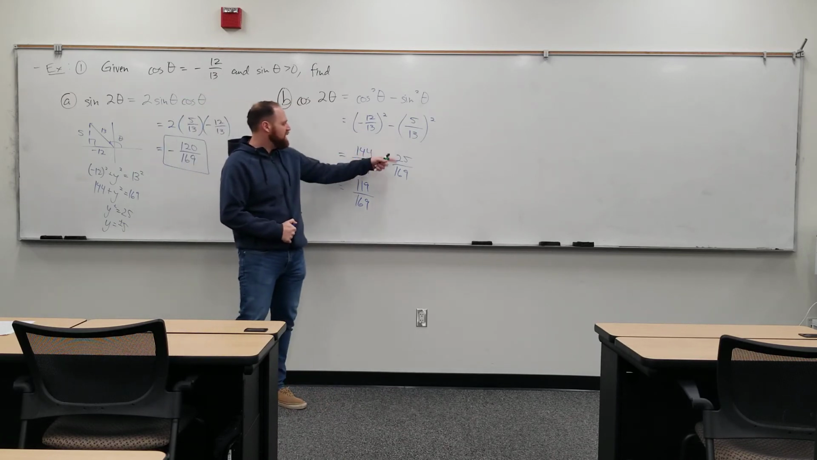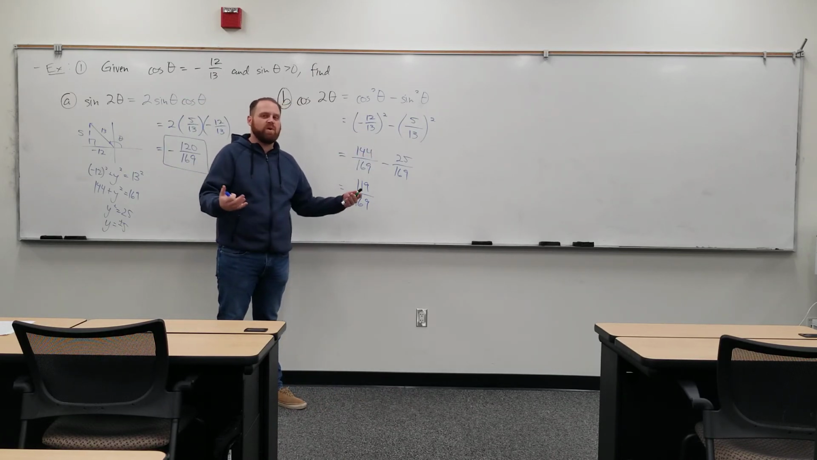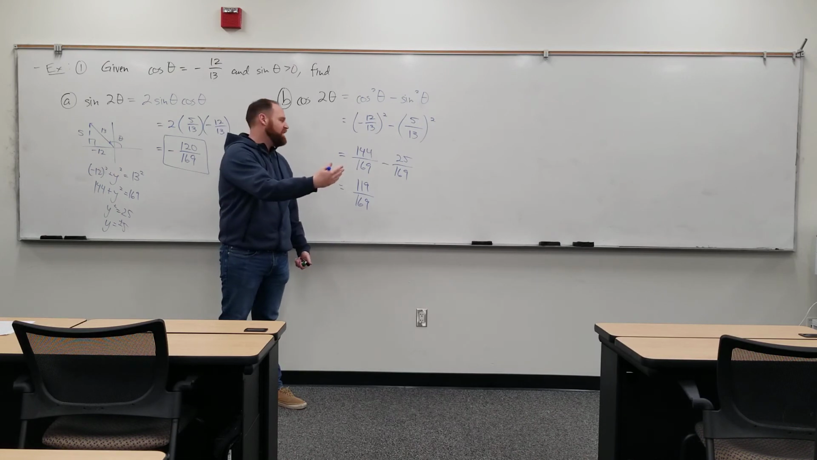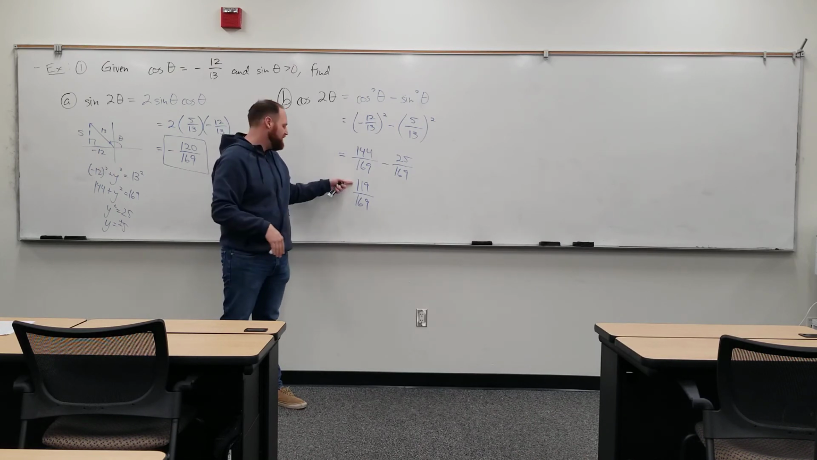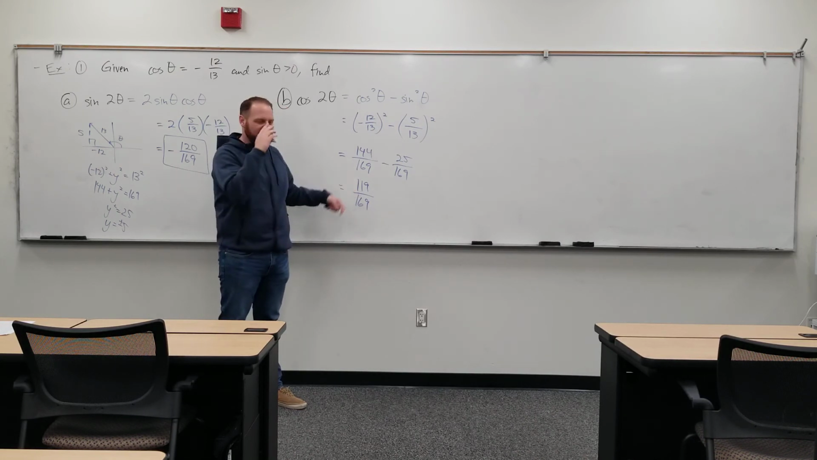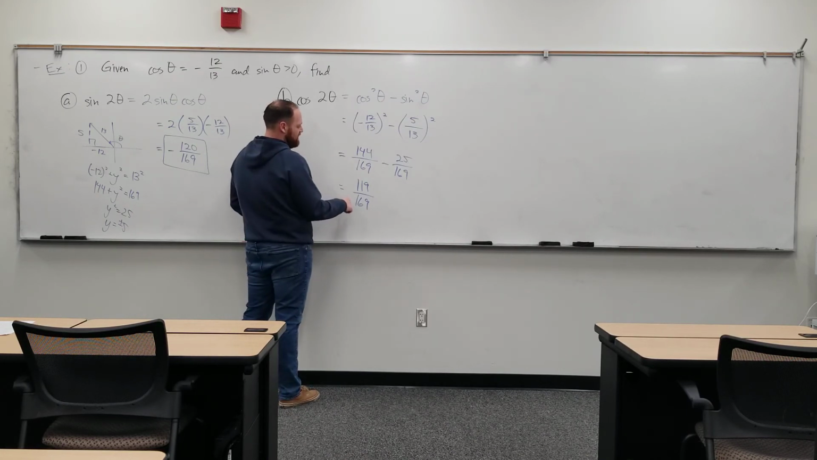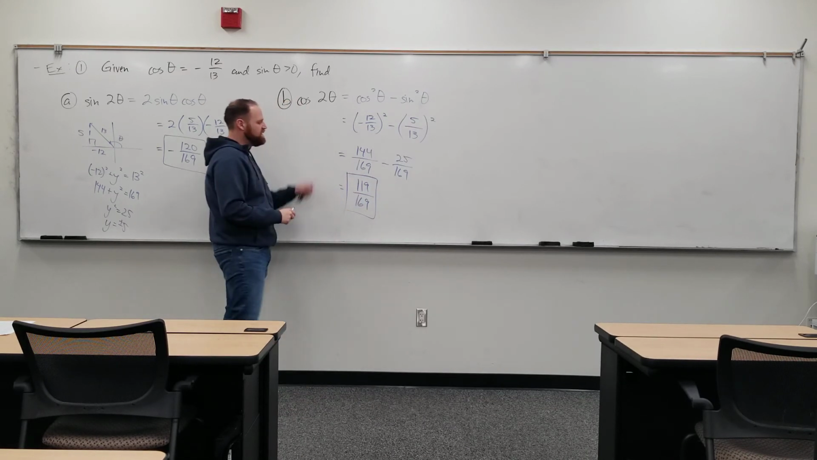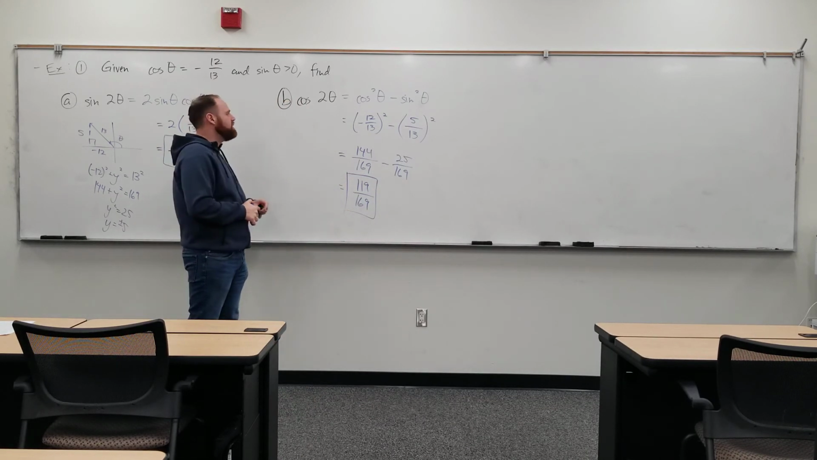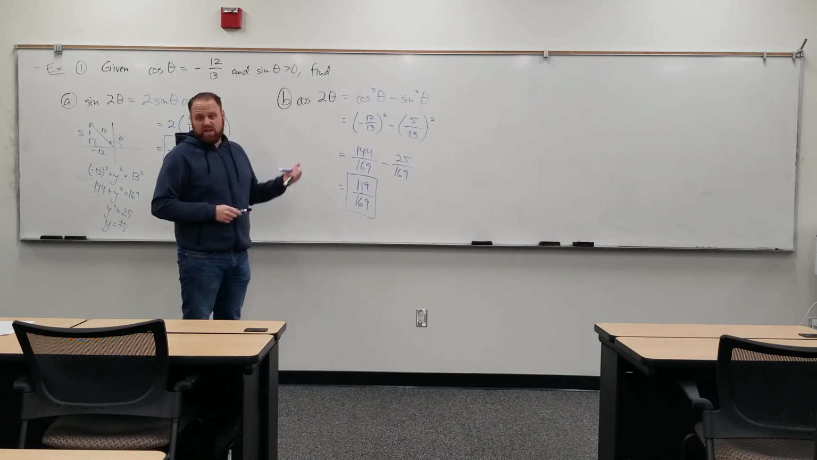I know 144 minus 24 would have been 120. So minus 25 would have been one more than that. So bring this down to 119, I think. Okay. So 119 over 169. Yeah, I don't think that's going to reduce. Well, it's definitely not going to reduce, right? Okay, so there's cosine 2 theta.